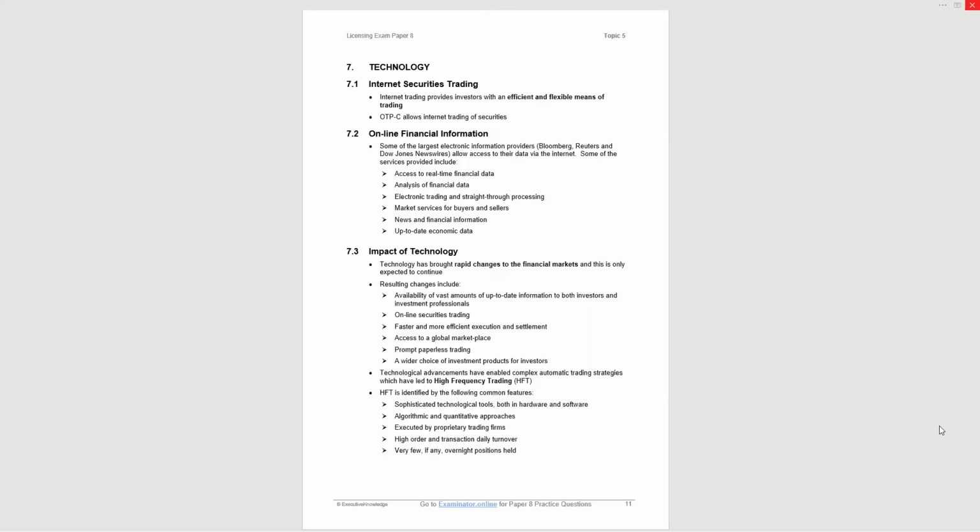The last point we're going to cover is with regard to high frequency trading. It's where computers are able to implement complex automatic trading strategies. Common features of these sophisticated technological tools: algorithmic quantitative approaches executed by proprietary trading firms. This is not on behalf of clients. The algorithmic trading is for the firms themselves. High order and transaction daily turnover, and very few, if any, we're told, overnight positions are held.